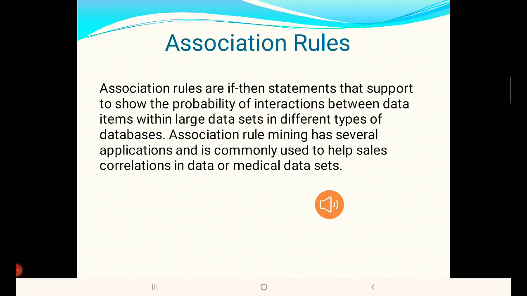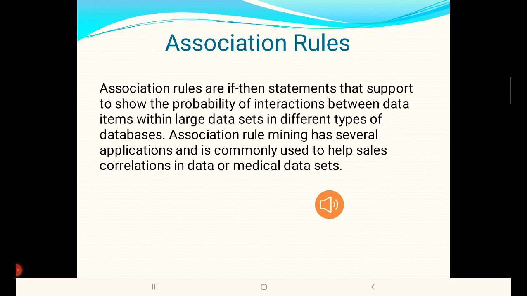The next concept is association rules. The basic concept of association rules is to take decisions based upon relationships. Association rules are if-then statements that show the probability of interaction between data items within large sets in different types of databases. Association rule mining has several applications and is commonly used to help sales, correlations in data, or medical data sets.